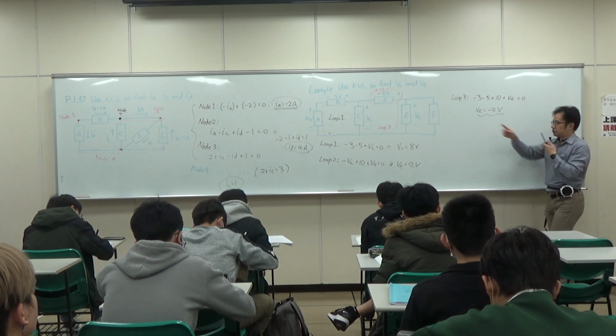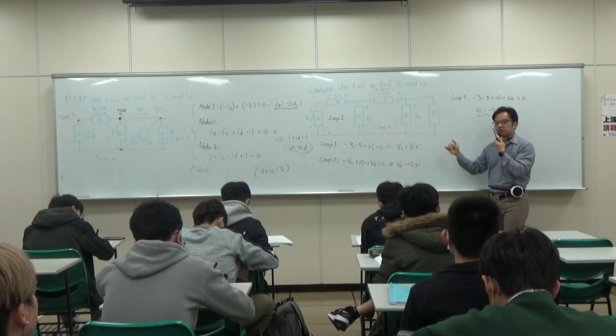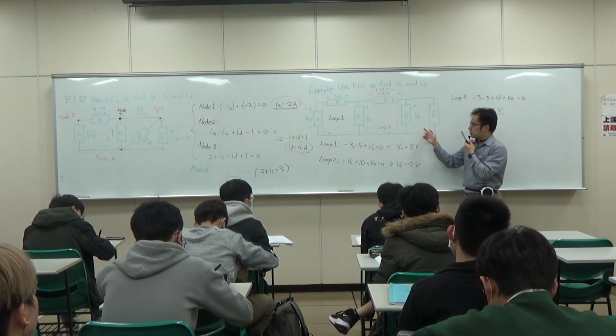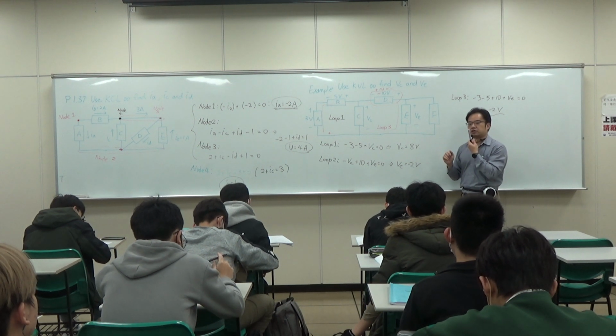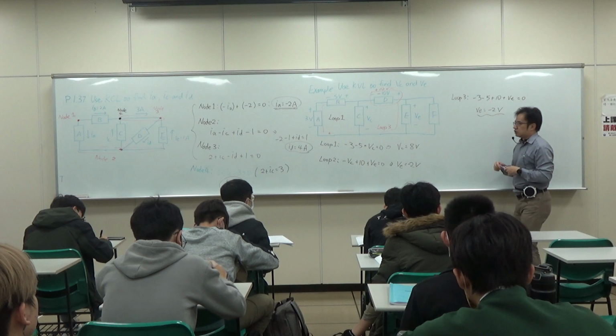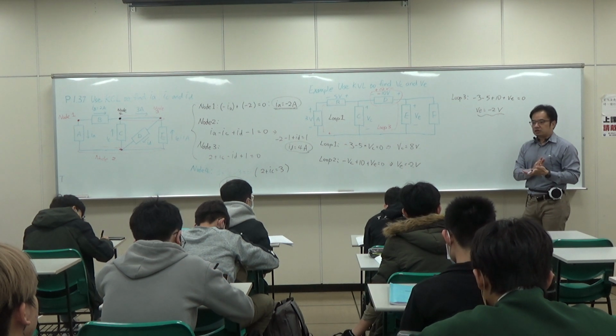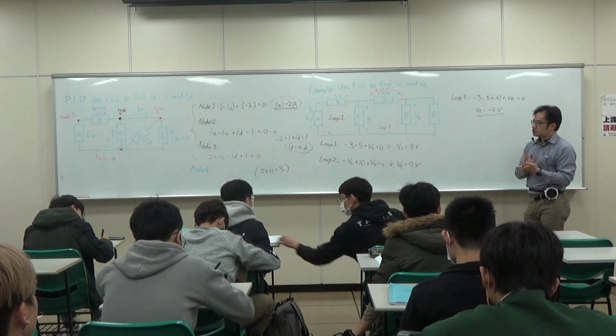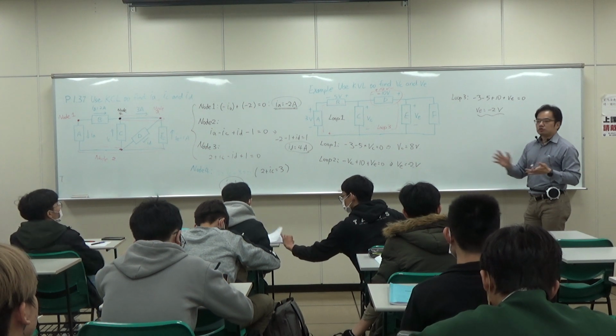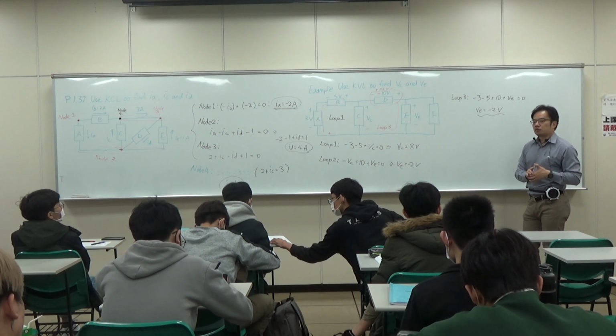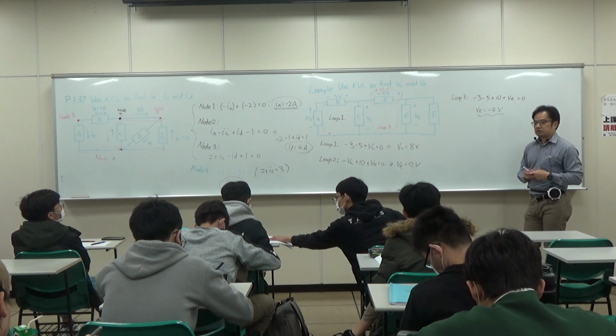So any loop, we have 6 loops. For any of them, they will satisfy KVL. Because KVL, KCL, and Ohm's law all need to be satisfied when you analyze the circuit.